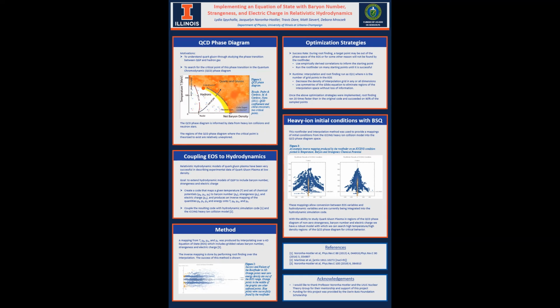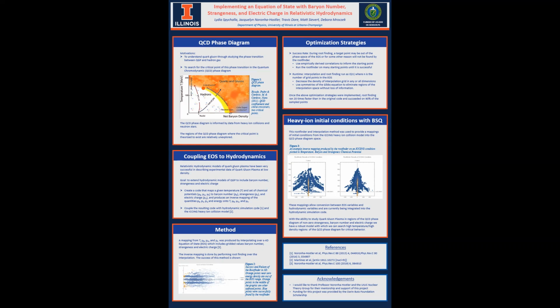So to do this, the code that I produced does an interpolation over a 4-dimensional equation of state, which provides gridded values of B, S, and Q, as well as energy, entropy, pressure, and speed of sound. And so it interpolates over all these values to provide a smooth mapping between the temperature and chemical potentials and the density profiles. And then to produce the inverse mapping, we do root finding over this interpolation to be able to find, given a baryon, strangeness, and electric charge density, where in temperature and chemical potential this point falls.